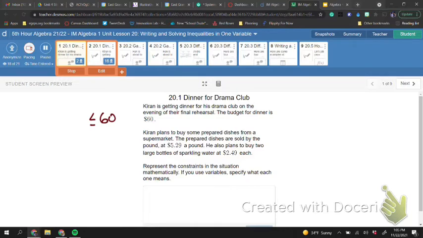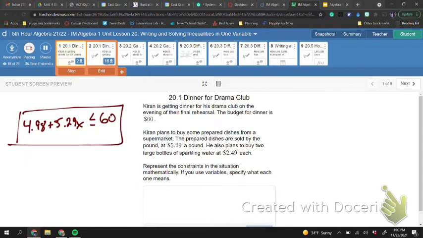With the money, with the 2 large bottles of sparkling water. Well, 2 large bottles of sparkling water, okay, so that's $4.98. And then what else am I spending money on? A pair of dishes that are $5.29 a pound. So this is a constraint that meets my situation. I gotta buy those 2 bottles of sparkling water for $4.98 total, plus $5.29 a pound. It depends on how many pounds we spend.